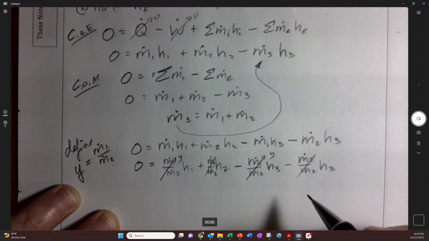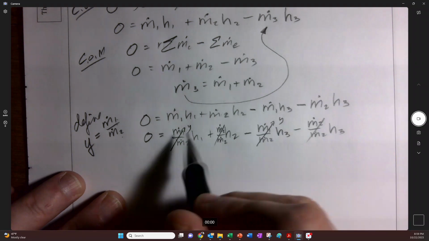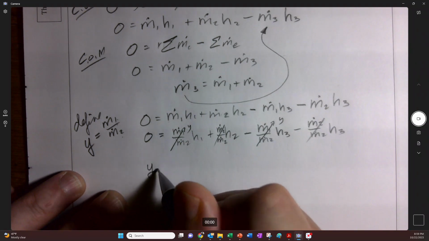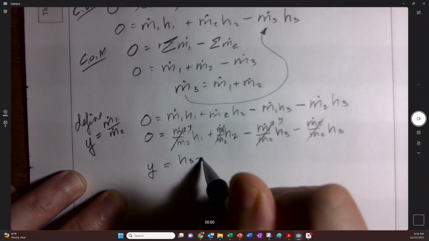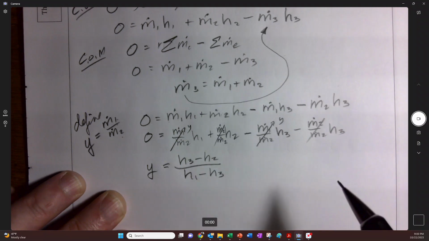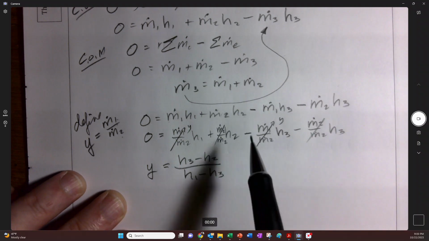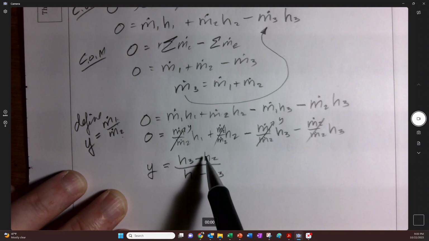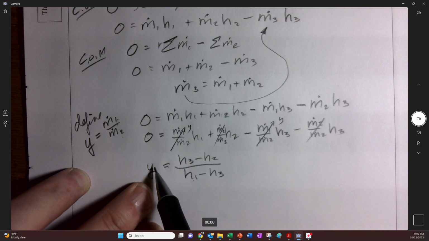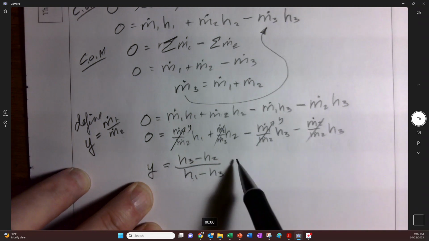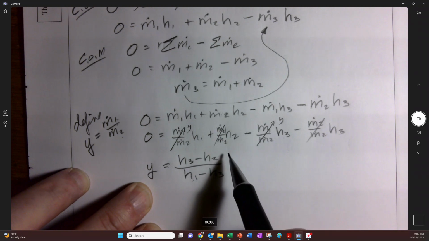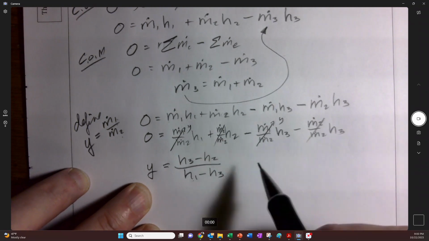So what we can do is distribute it out a little bit and get y equal to h3 minus h2 divided by h1 minus h3. Can you see how that was done? Did I skip too many steps? I don't think so. Here's h1 times y, and h3 times y was minus. Okay, so this works out.